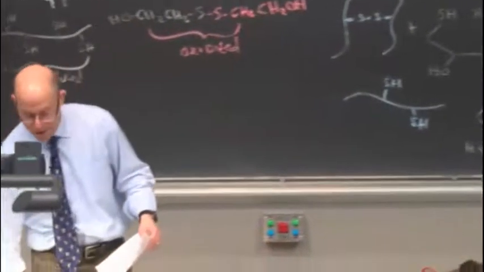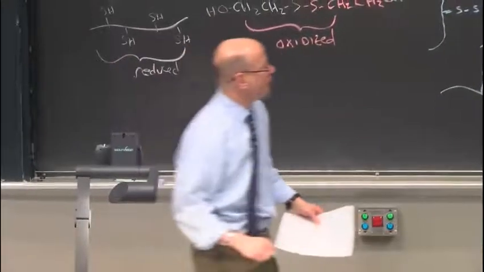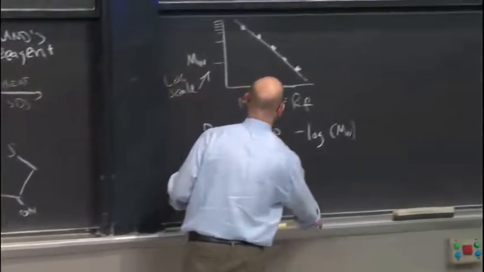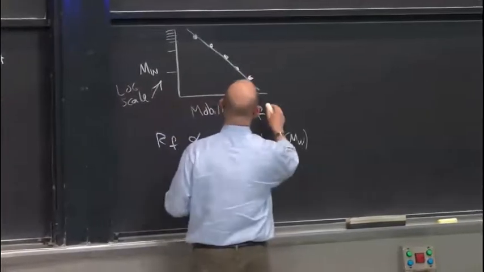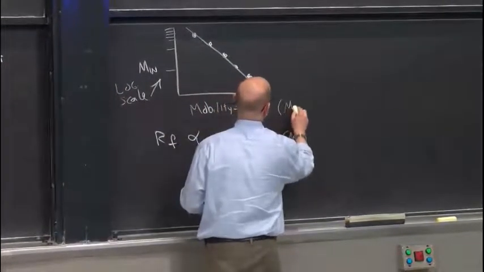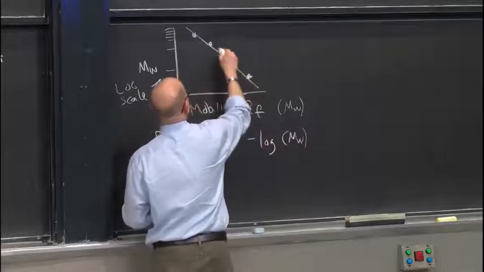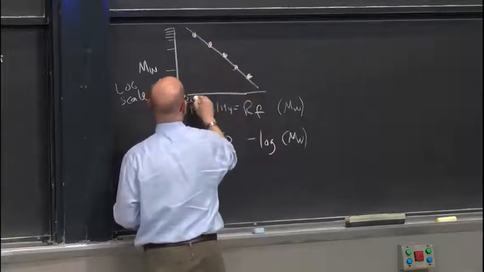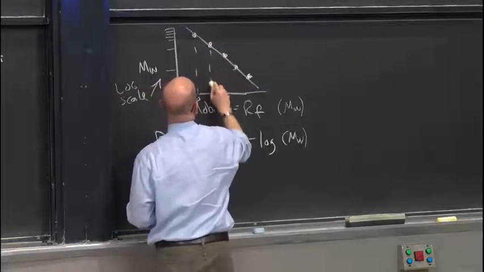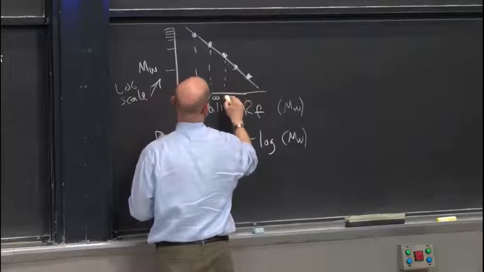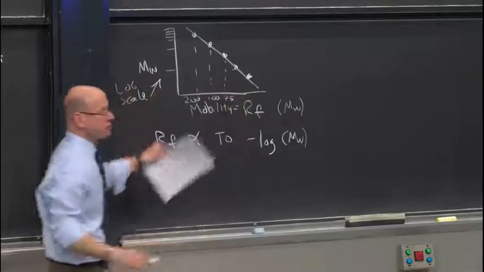Now, you can see that here. And so if I measure this, what I find, again, is that the mobility is proportional to minus the log of the molecular weight. So instead of putting mobility here, I could just put molecular weight, right? And these would all be a different molecular weight. This might be 200, and this one might be 100, and this might be 75, and I'll get a beautiful straight line.